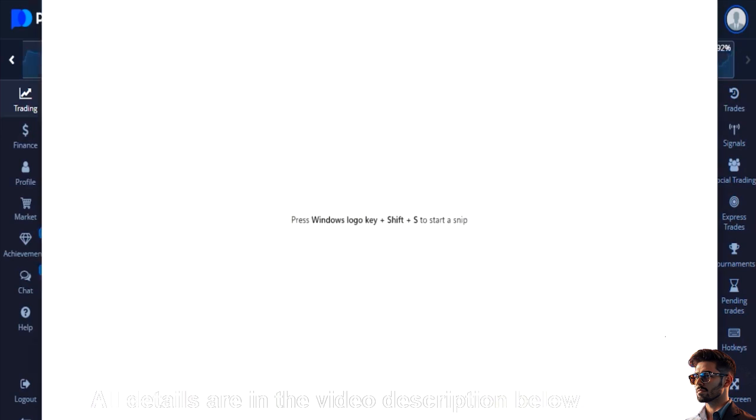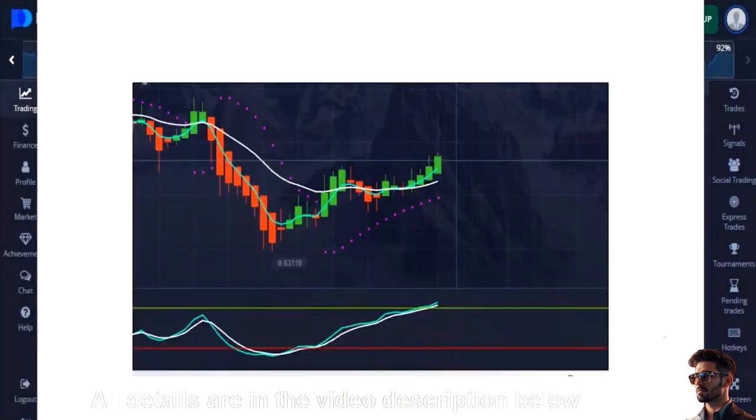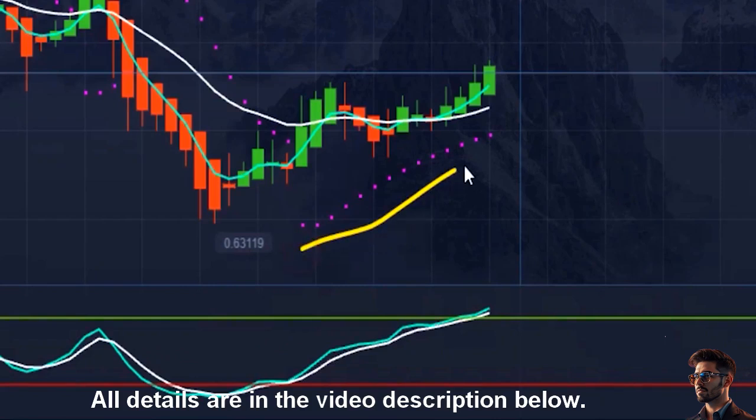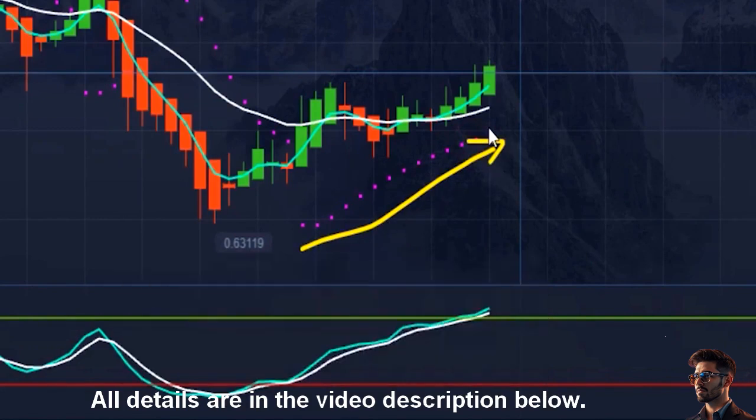Okay, this is actually a very good moment. And before you enter a trade with this strategy, the number one thing is to make sure that you have a confirmation of your parabolic SAR. Make sure that you have a very strong confirmation of your parabolic SAR, and it must be below the candlestick you're placing your trade on.